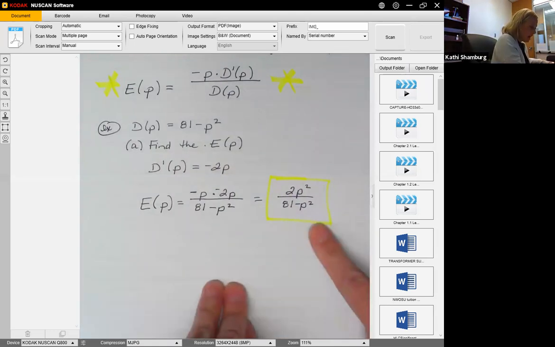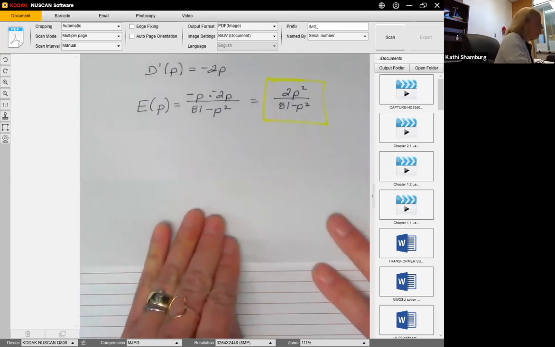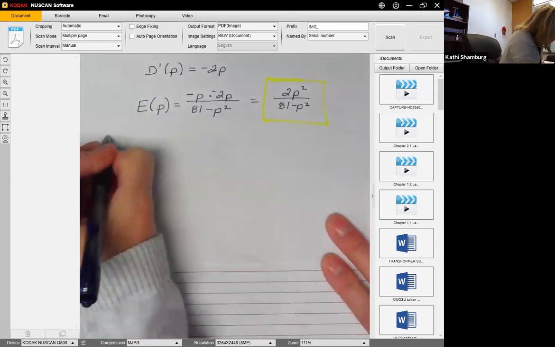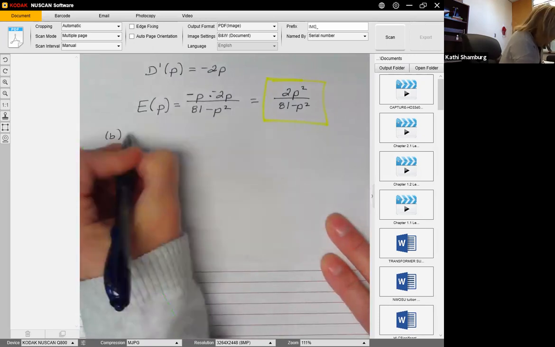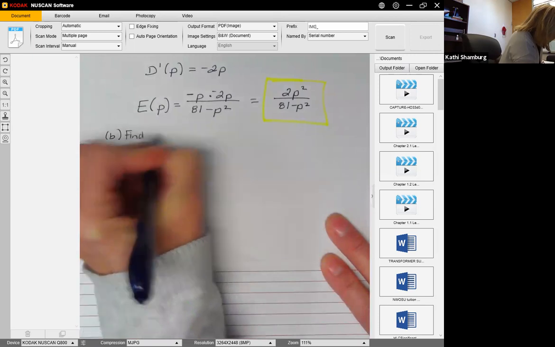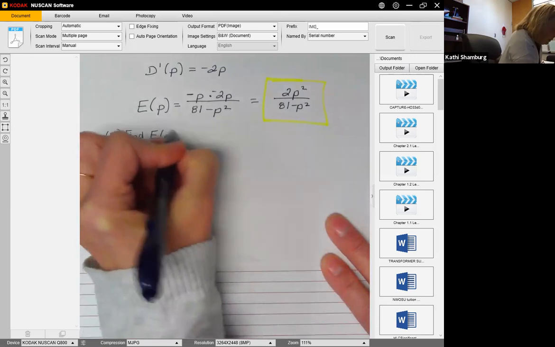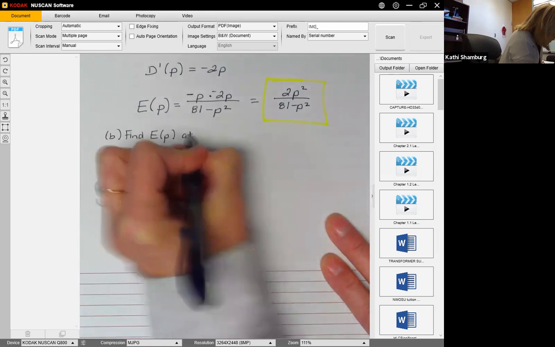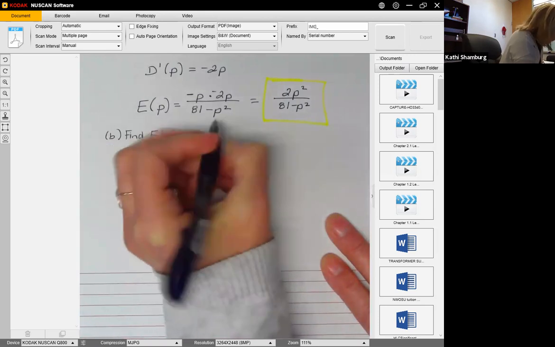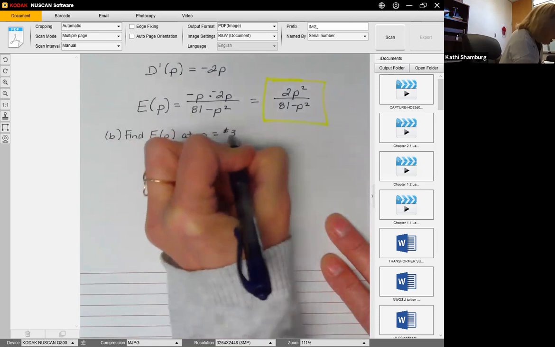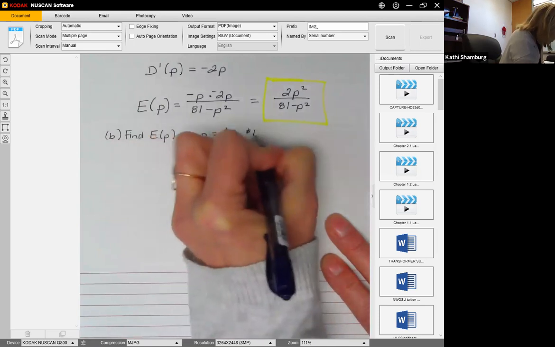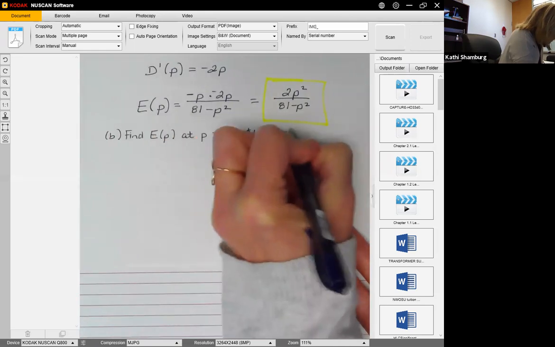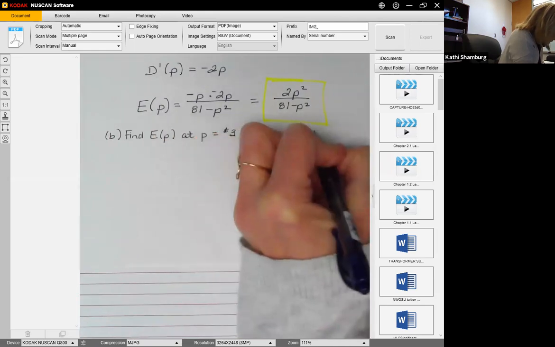So having that, I think I can get part B on here. All right, so let's say part B. Find the elasticity at P equal to $3, $6, and state the results.